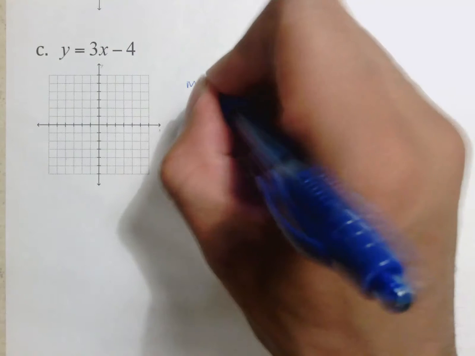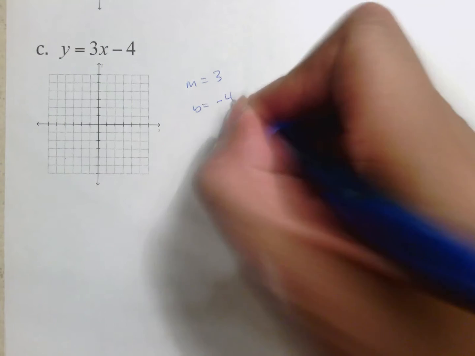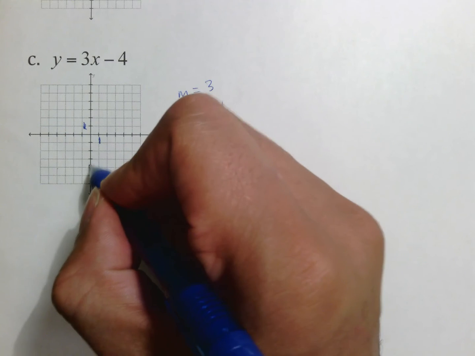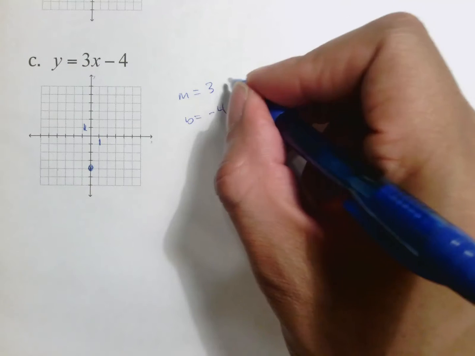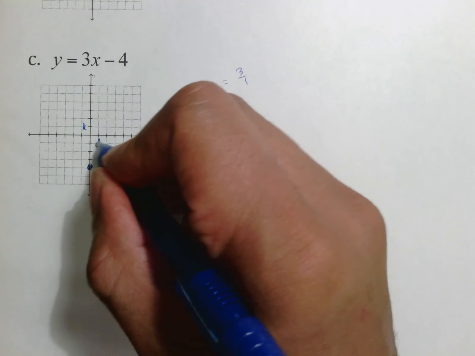Here again, identify M and B. M is 3, B is negative 4. Number your axes so you get all your points. Negative 4 for B. Remember, B goes first, means go 1, 2, 3, 4 down. M equals 3 means up 3, 1, 2, 3, and don't forget 3 is the same as 3 over 1, so 1, 2, 3 over 1.